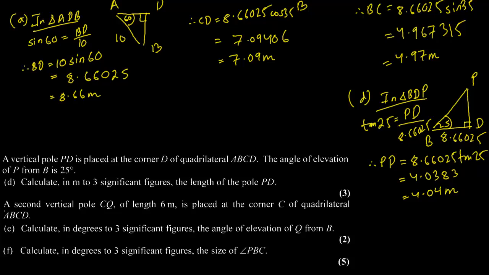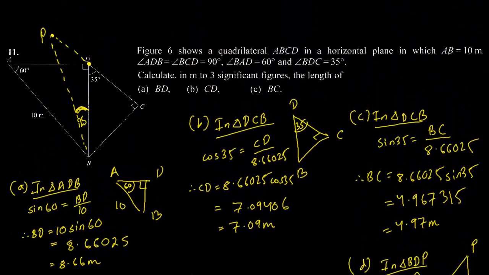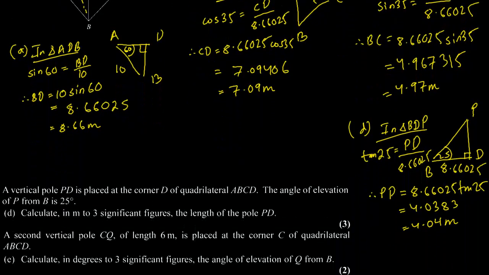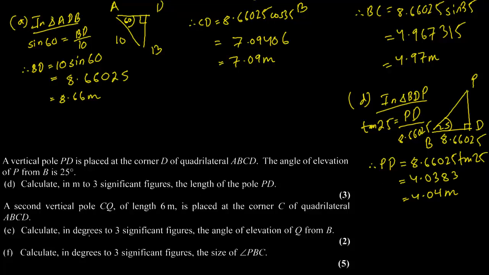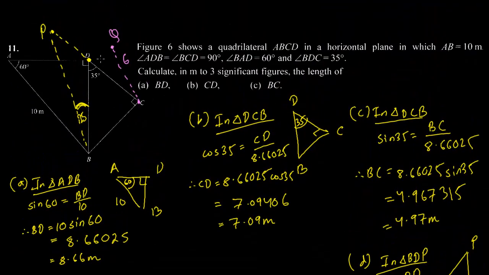The next question is a second vertical pole CQ of length 6 meter is placed at C. So now at the point C, a second vertical pole is placed. So this is Q and this is 6 meter, so this is above the ground from C. And it is mentioned that we have to calculate the angle of elevation of Q from B. So remember, this is above the ground. This is now in 3D, so we have to calculate this angle now. The triangle that we'll be using now would be QCB.